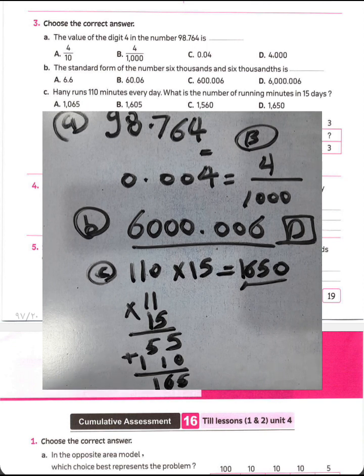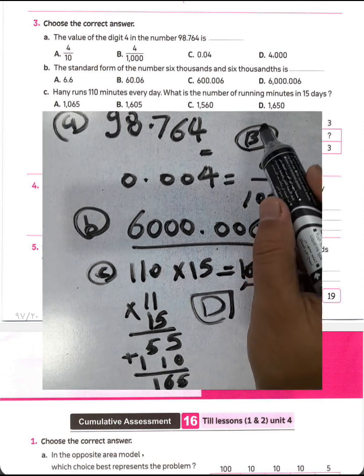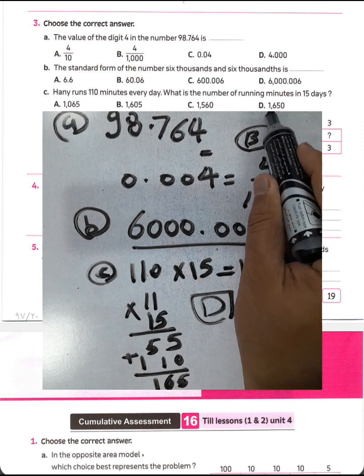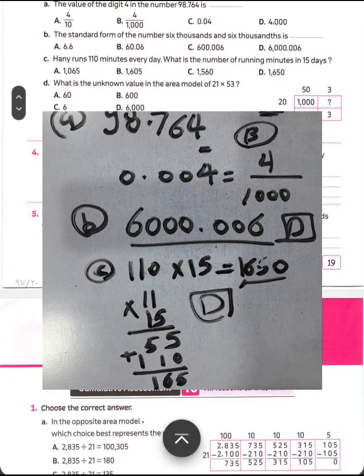Question letter C. We must choose letter D. It's the result. Letter D. Choose letter D here. Okay. Question letter D.